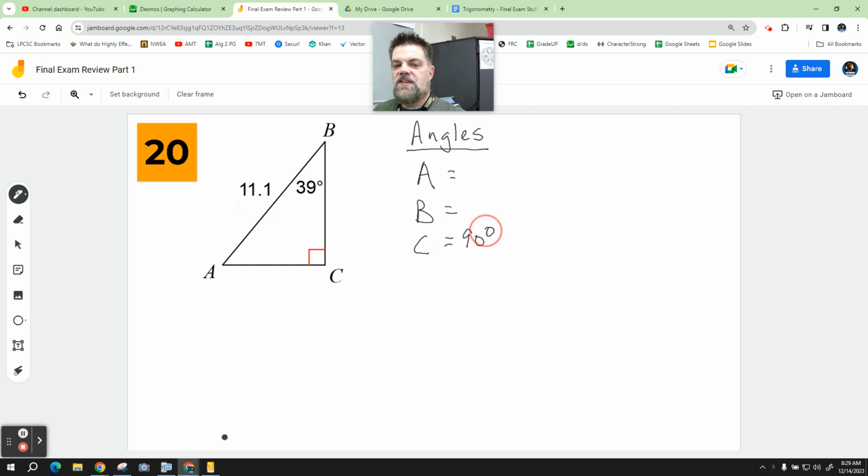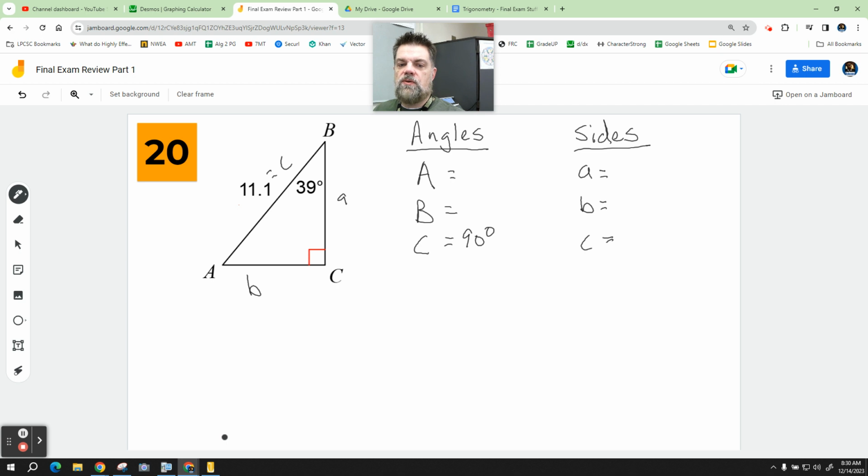And then the side lengths will be the lowercase letters a, b, and c. So this would be equal to c, and it's the side across from the angle. If angle A is here, then this is lowercase a. If angle B is here, then this is lowercase b. That's kind of review from geometry. Do you guys remember that from geometry? Okay, so that's a review from geometry.